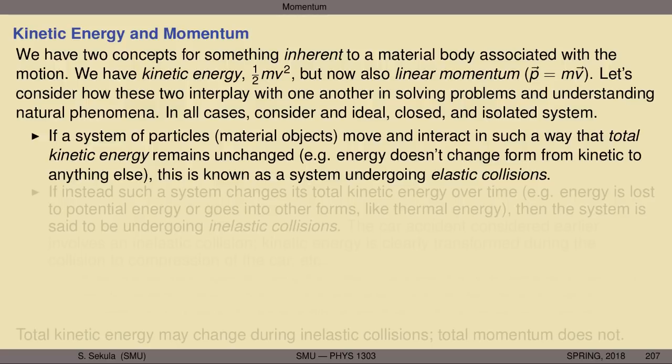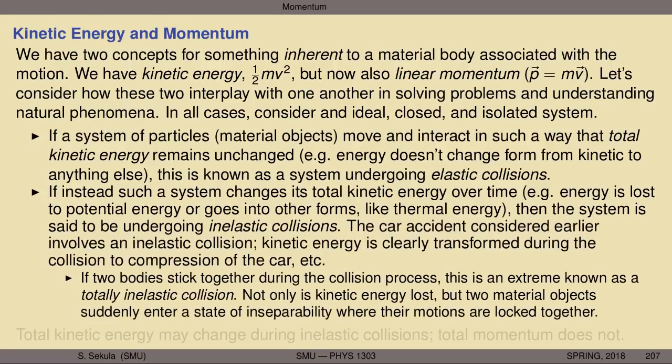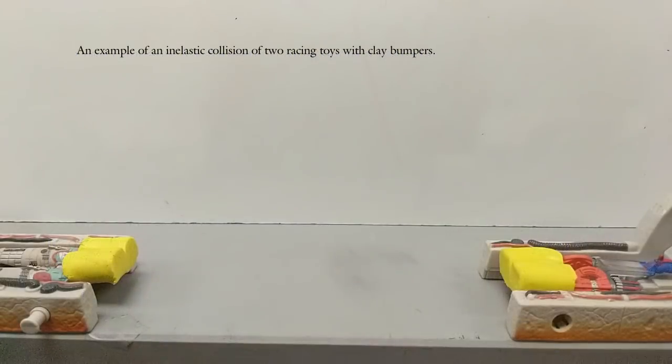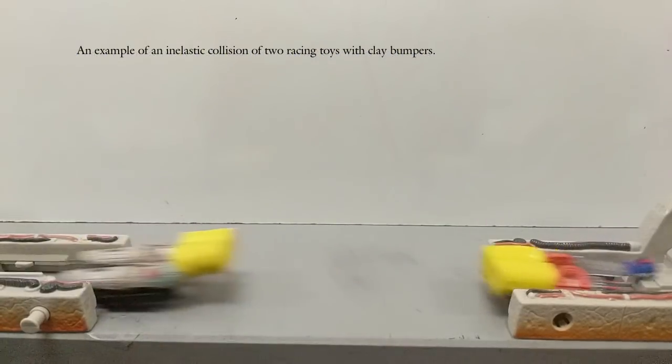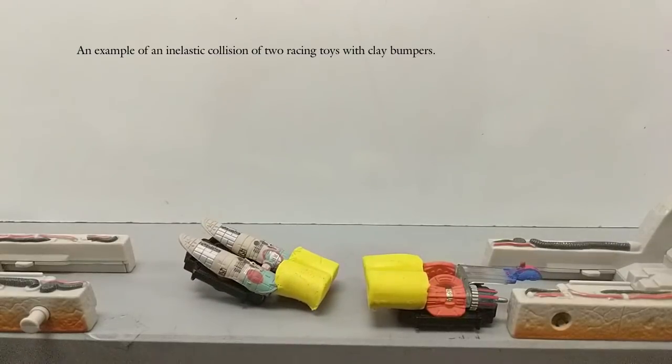So this is a system that's an example of one that's undergoing elastic collisions. Now, if instead such a system changes its total kinetic energy over time, for instance, energy is lost to potential energy in some way, or goes into other forms like thermal energy, then the system is said to be undergoing inelastic collisions. So the car accident I showed you before is a good example of an inelastic collision. Kinetic energy is clearly transformed during the collision to the compression of the car. The kinetic energy is absolutely lost in this collision.